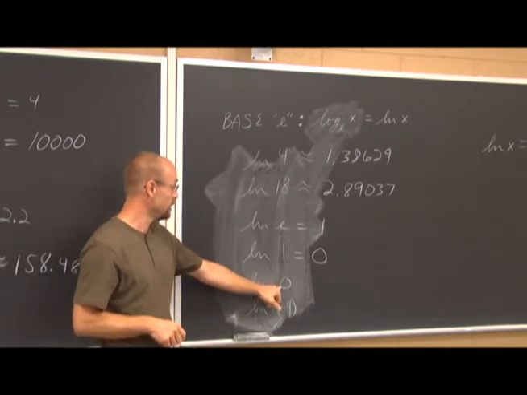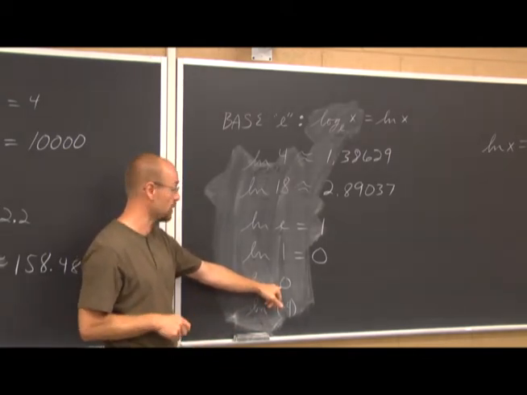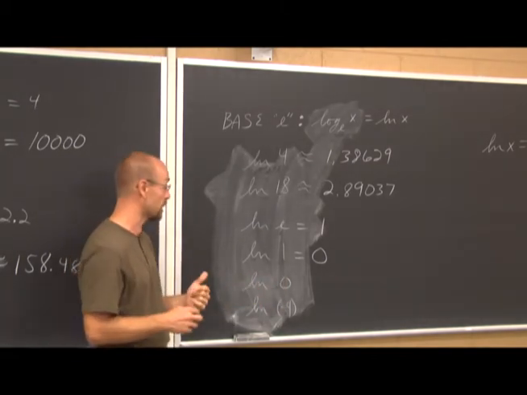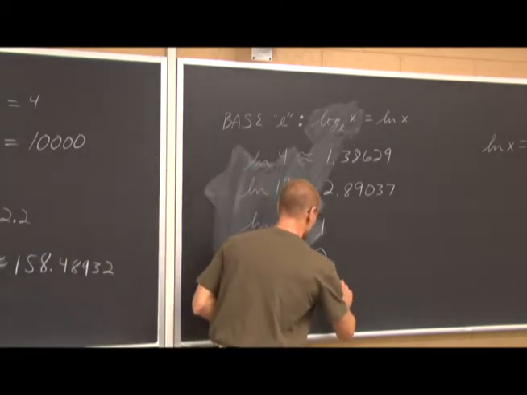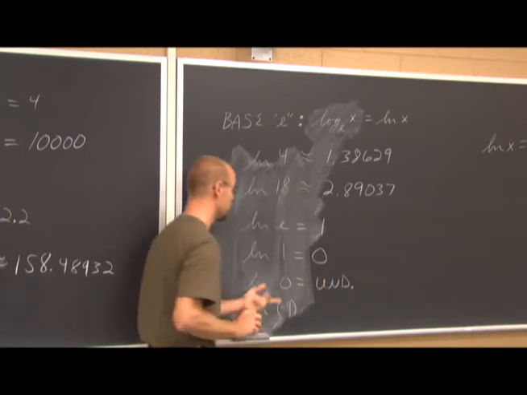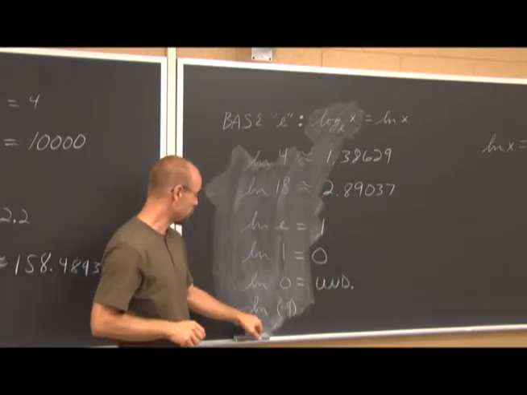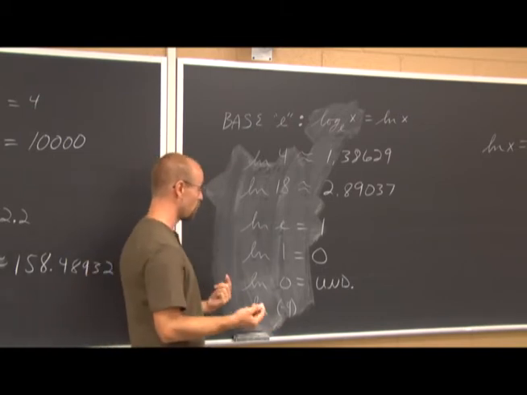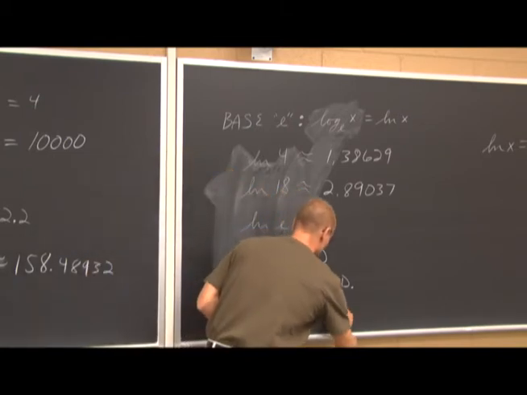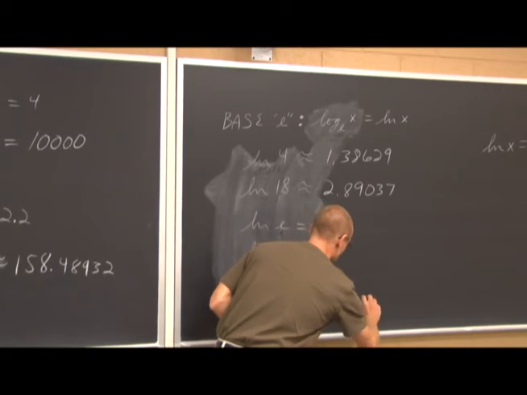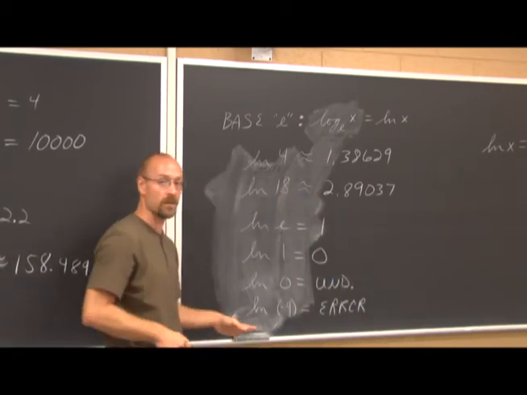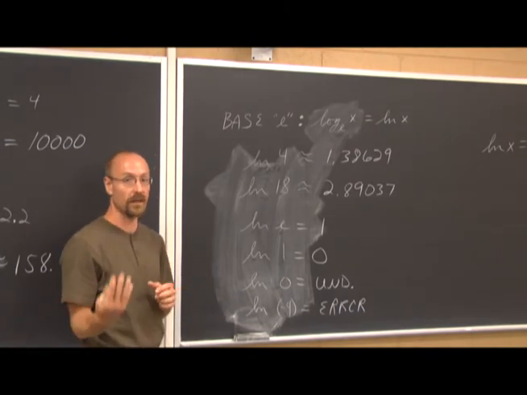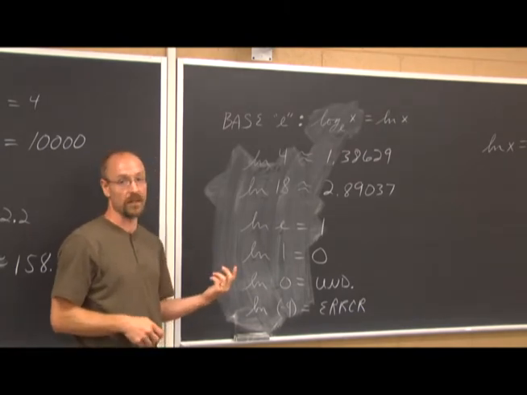ln of 0, well, if we recall, when it comes to logarithms, this isn't in our domain. If we plug this into our calculator, again, we're going to get undefined. And I'm just going to abbreviate UND. If we try ln of -4, if you put this in your calculator, it's going to say there's a domain restriction, or it's just going to tell you there's an error. So all of our properties of logarithms still apply. We're just looking at two special logs, one that's base 10 and one that's base e.